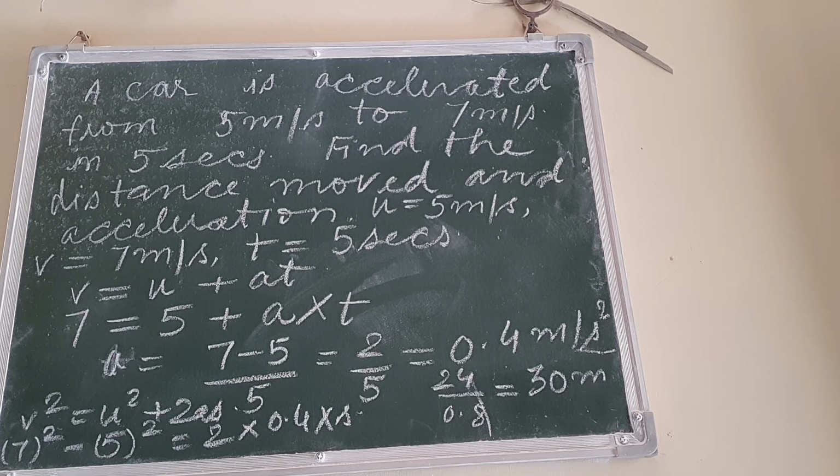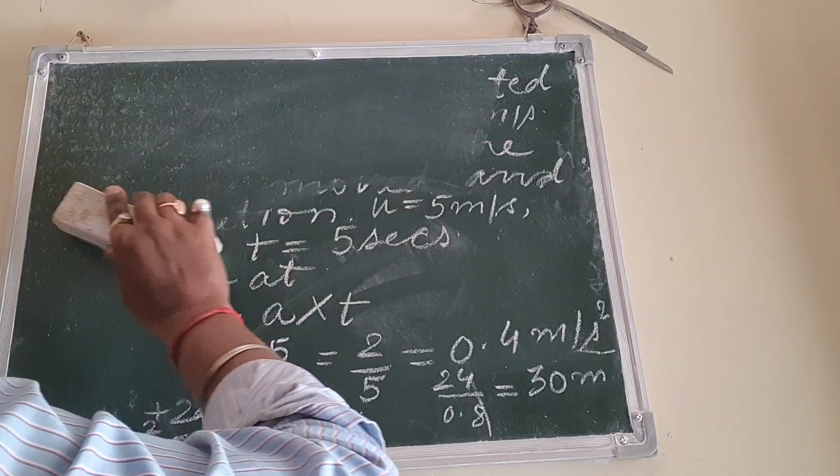So now we also have to find the distance that is being traveled by the car. So we are applying the third equation of motion, that is v square is equal to u square plus 2as. So it is 7 square minus 5 square is equal to 2 into 0.4 into distance. So we have to find the distance, that is coming out to be 24 upon 0.8. So it is 30 meters. So this is our answer. I think you all might have understood this question. So we are proceeding to the next question.